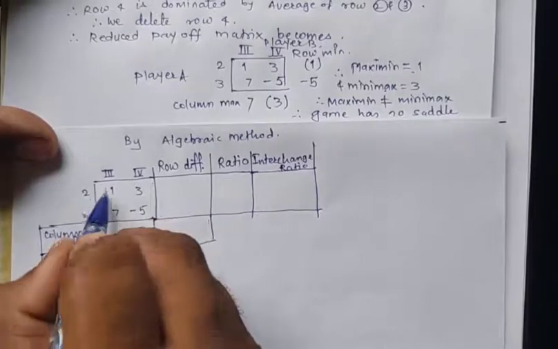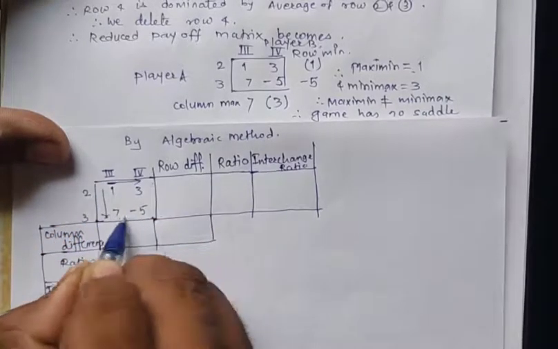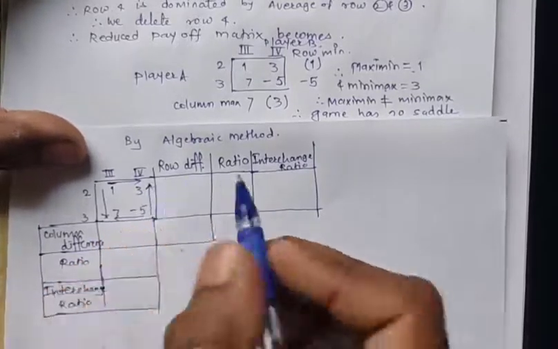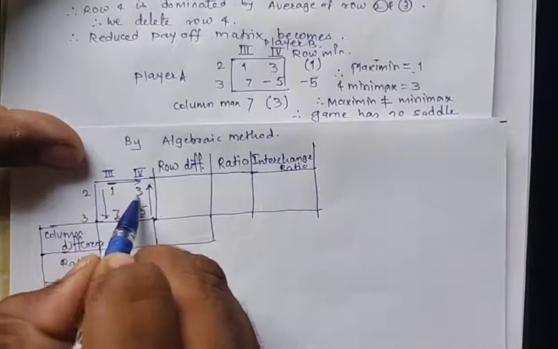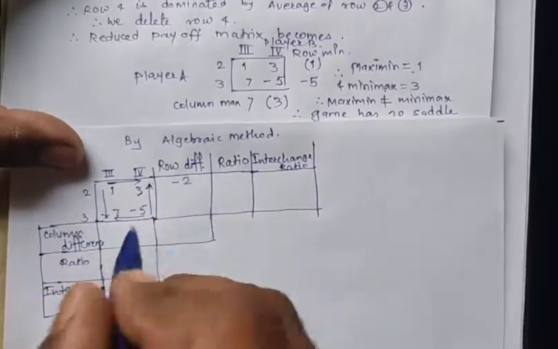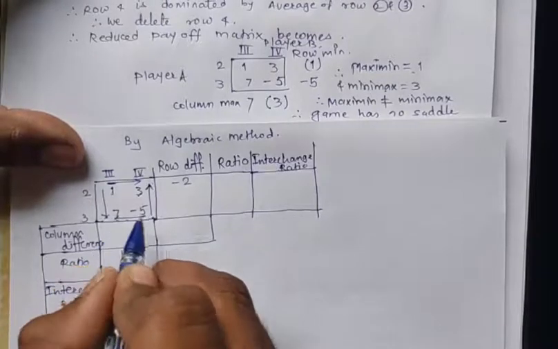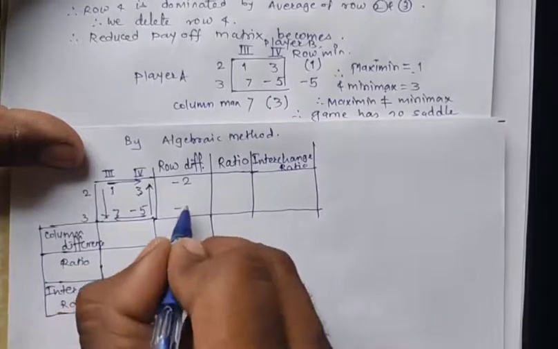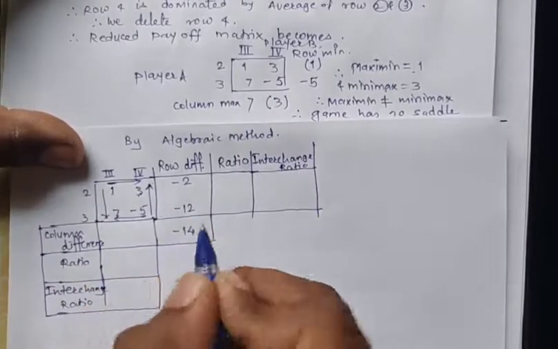Now first making an arrow, so here this direction and here is also this direction. So taking row difference, this is the first element, this is the last element: 1 minus 3 which is minus 2. Next, minus 5, this is the first element and this is the last element, so minus 5 minus 7 which is minus 12. Addition of that will be minus 14.